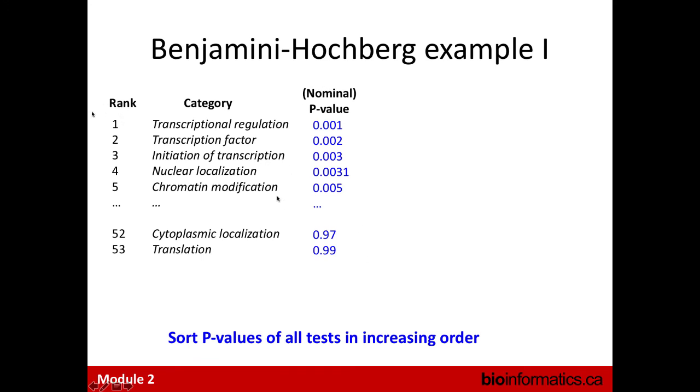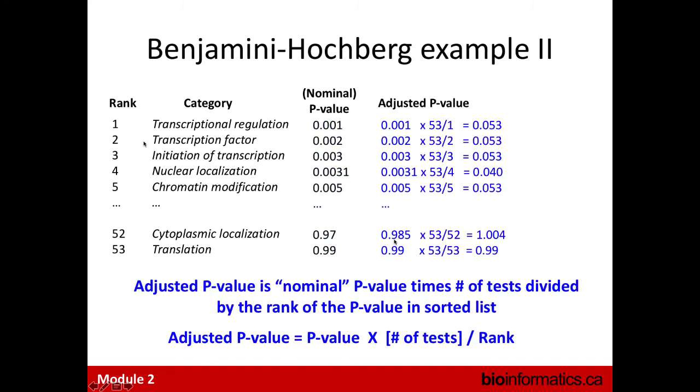So first, we have a gene set and the nominal p-value, which is the original p-value that we got from the test. The first step is to calculate the adjusted p-value. So we rank our gene sets from the most significant, the lowest p-value, to the least significant. Here, the least significant has a p-value of 0.99. And we tested 53 gene sets. So to calculate the adjusted p-value, we multiply the nominal p-value by the number of gene sets that we've tested divided by the rank. So here's rank number 1, 2.